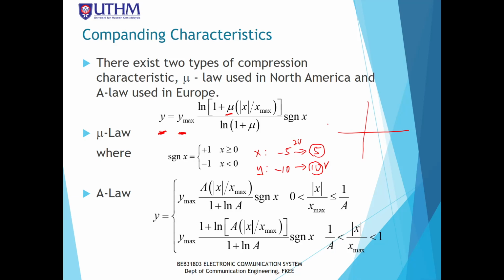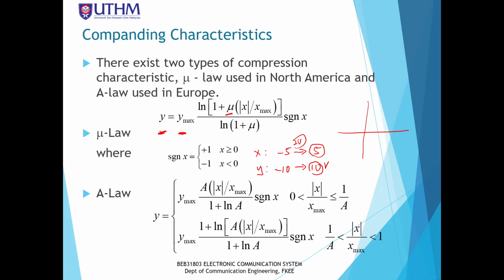So the value of X varies from -5 until 5. We want to know how much is the output of this compander, using mu law, for an input of 2 volts. So how much is the output? Remember, compander means it will compress and expand the signal.